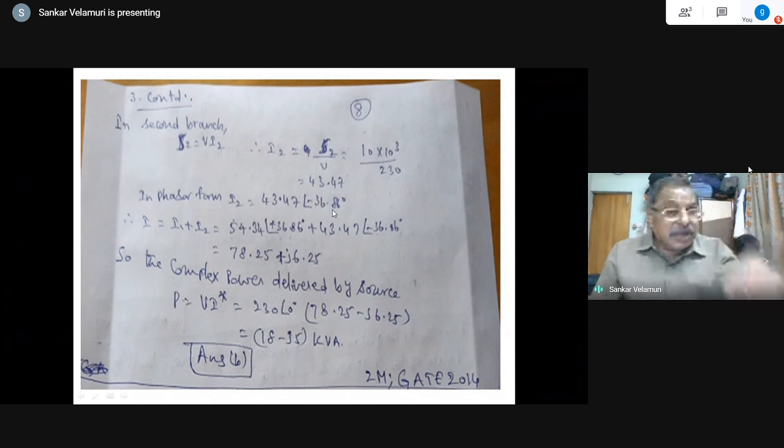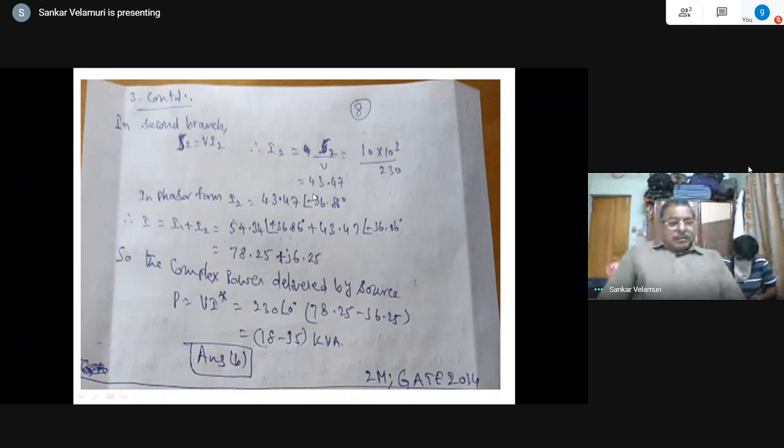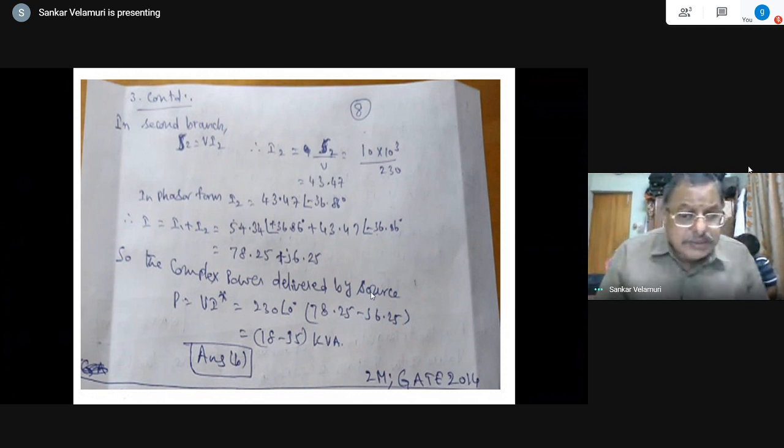Okay. So cos phi and sin phi can be obtained for these, which I have not shown here; I hope you are more familiar with them. So yeah, this is given in GATE 2014. So in phasor form, I2 is equal to 43.47 at an angle minus 36.86.